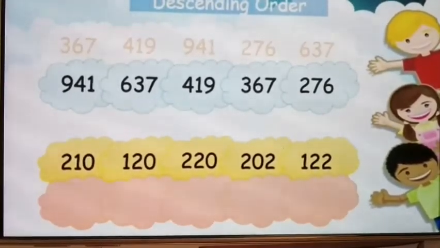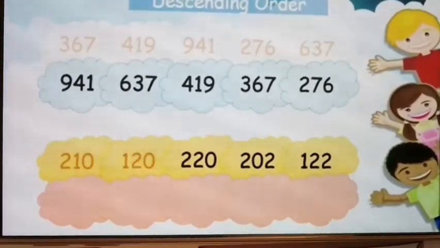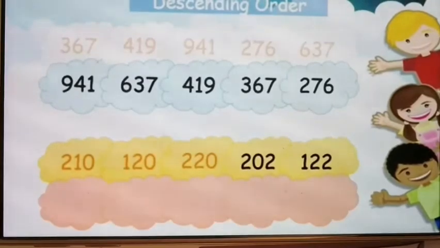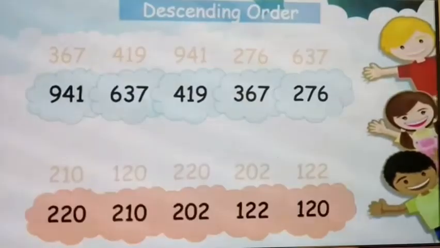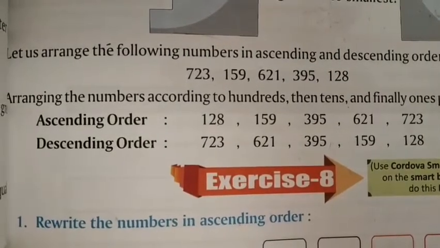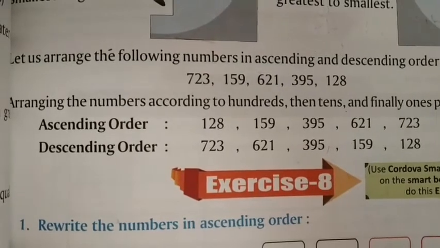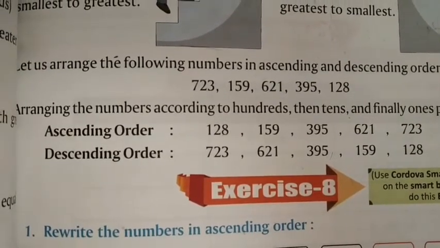Let us read the numbers first: 210, 120, 220, 202, 122. Students, now we will arrange the numbers in descending order.